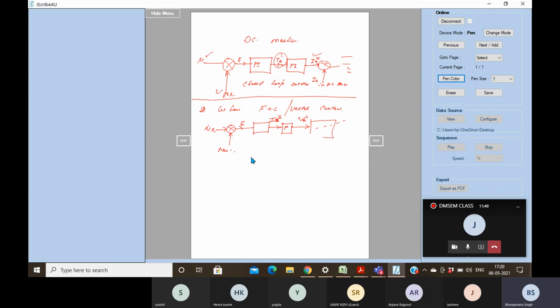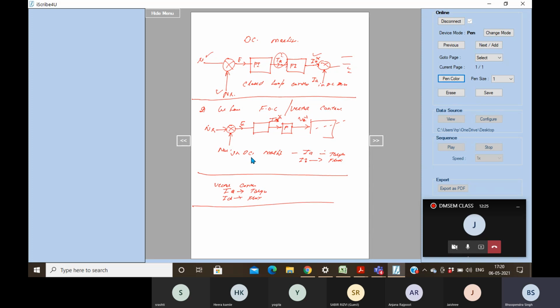So in DC machine, it was the armature current to control the torque and field current to control the flux, right? In vector control, it was the IQ component of the current to control the torque and the ID component to control the flux.